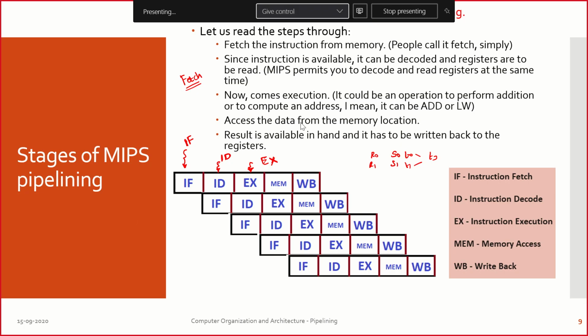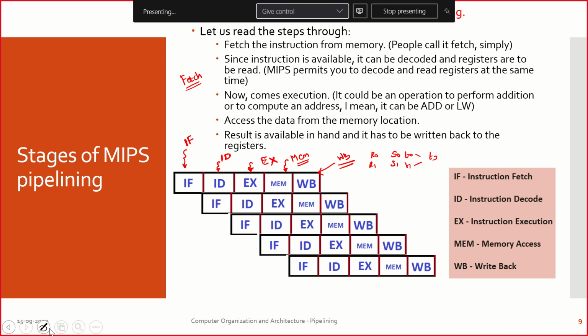Right. The next step is all about memory. What do you mean by memory, sir? Very simple. If it is a load word or a store word instruction, I need to obviously access the memory location, and it is represented by MEM. That's it. And the last stage is represented as write back. It is called WB. What do you mean by that? Very simple. The result in hand has to be written back to the registers, and that is represented by the characters WB.